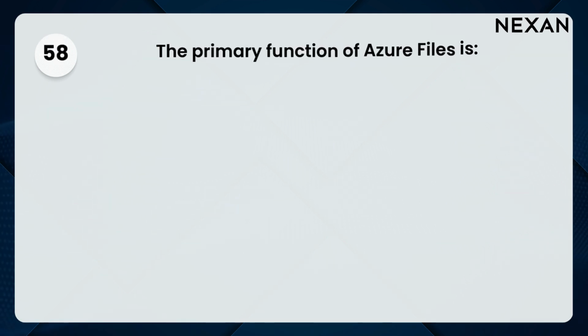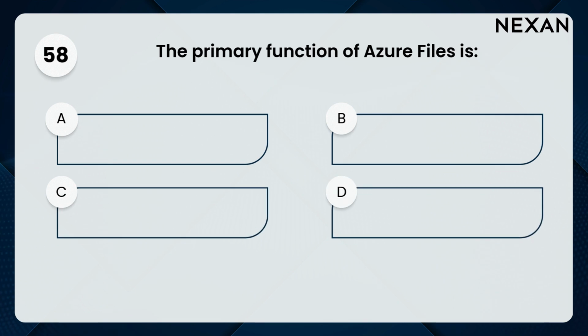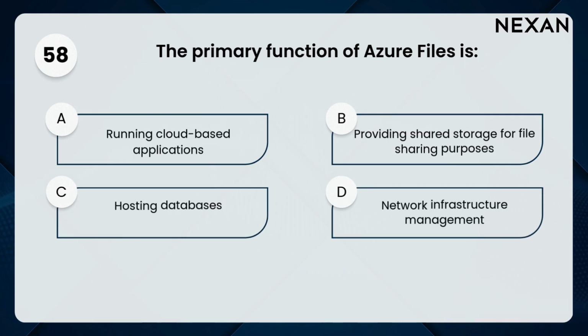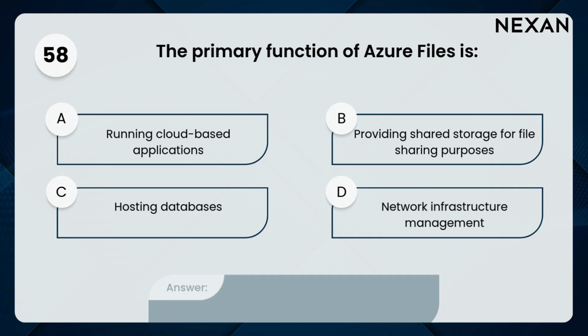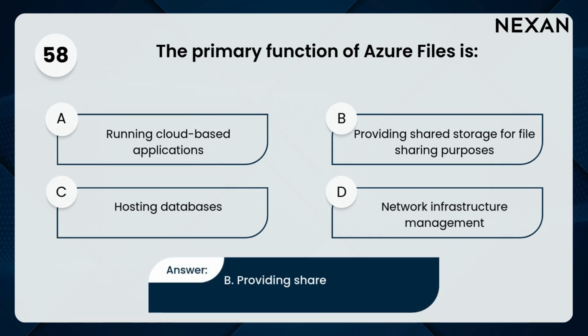58. The primary function of Azure Files is A. Running cloud-based applications. B. Providing shared storage for file sharing purposes. C. Hosting databases. D. Network infrastructure management. Answer: B. Providing shared storage for file sharing purposes.